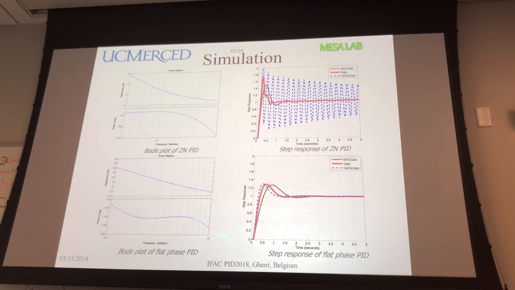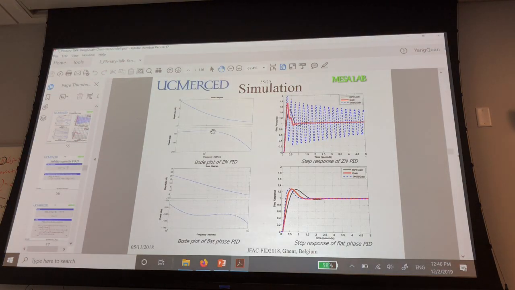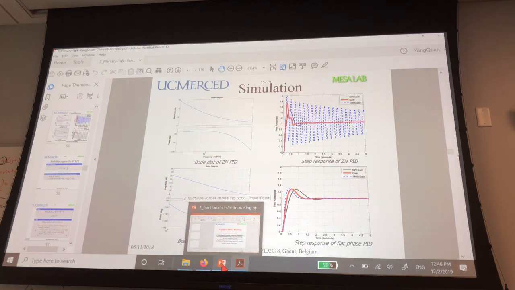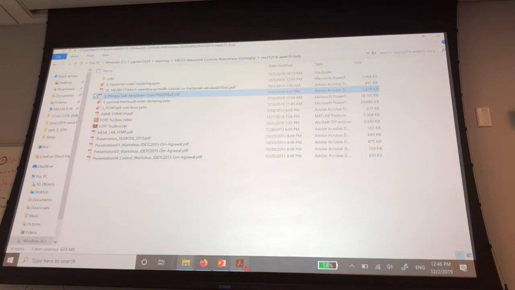So this is only for integer order, okay? For fractional order, we have more things to tell, but I'm guessing I'm running out of time. So the flat phase concept I already told you. Next I'm going to show you something that is really interesting.